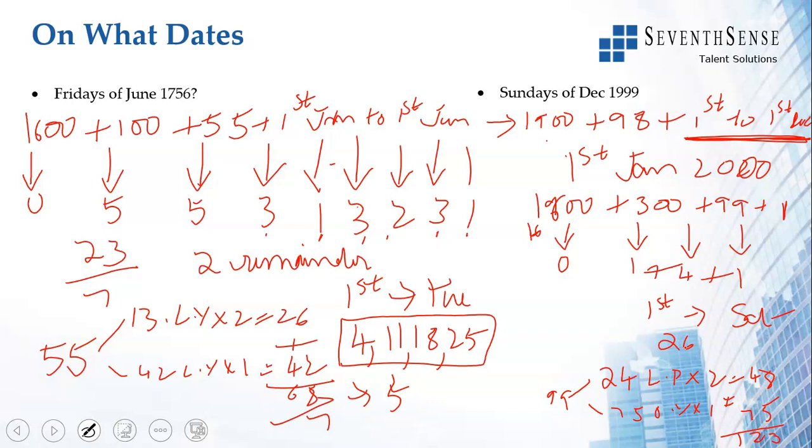So 26 subtract 7, 19, subtract 7, 12, subtract 7, 5. These are the Sundays of December. So that's another way to look at it. You can still go ahead by the original method where you do 1900 plus 98 and then add odd days of 1st Jan to 1st December and then figure out the odd days. I looked at 1st Jan and then looked what is 31st December and looked at what the Sundays of December are.